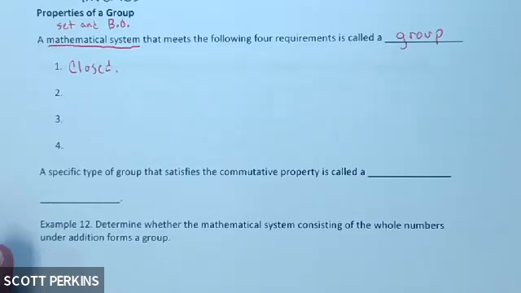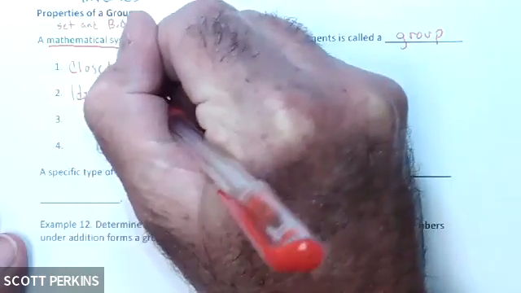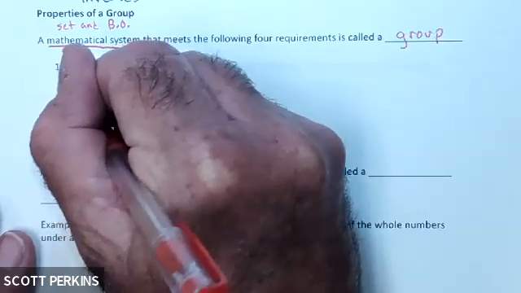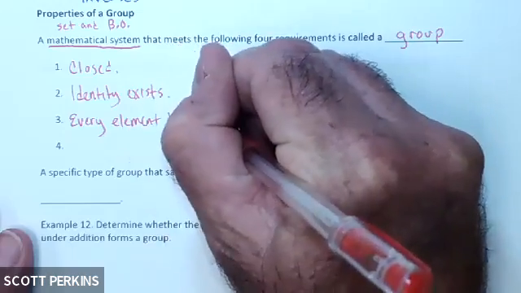The second thing that a mathematical system has to have, if it's going to be a group, is that it has to have an identity. So is there an element that under the binary operation always produces the original element, as we just saw? So for addition, that's 0. For multiplication, that's 1. Is the identity part of the set? The third thing is that every element has an inverse in the set.